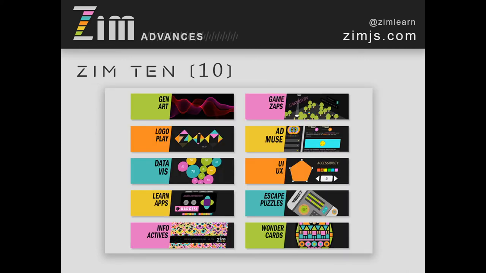That was ZIM NIO. Here's ZIM TEN, the last version of ZIM, where we featured 10 banners of the types of things that we can make on the canvas with ZIM: generative art, games, apps, logo play, like interactive logos, admusements, that would be advergaming type thing, data visualization. Wow, we've got radial menus and all sorts of cool UI UX can be made, puzzles and learn apps, and infoactives, that's interactive infographics, wonder cards, that's a multi-user egg that you can color.